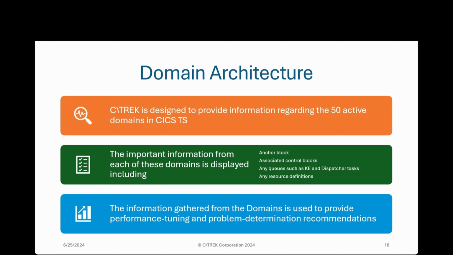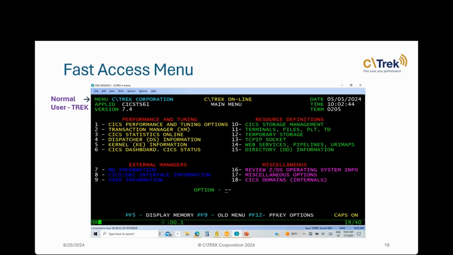Now this is the normal menu. When you enter the transaction TREK, T-R-E-K, this is the main fast access menu. You just enter a number. If you want to see temporary storage, you enter 12 and hit enter, and it'll take you to the temporary storage area.